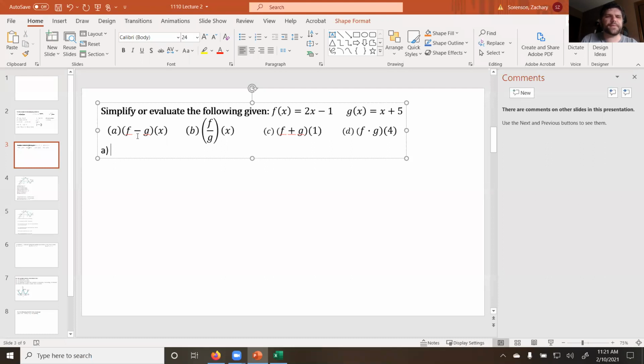So if I'm asked to find something like this, that seems like weird notation. We have an f minus a g, and then it looks like we're multiplying by x. I fully get that. But this just translates to all I'm doing is subtracting f and g. So this is the same thing as f of x minus g of x. And then while defining that, we just subtract the two functions.